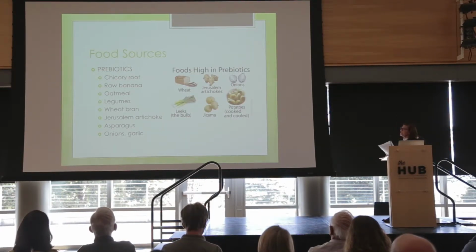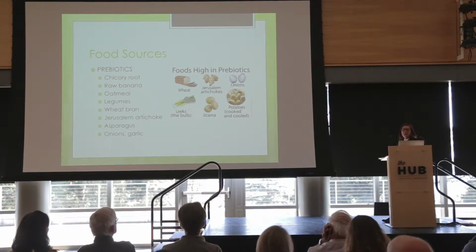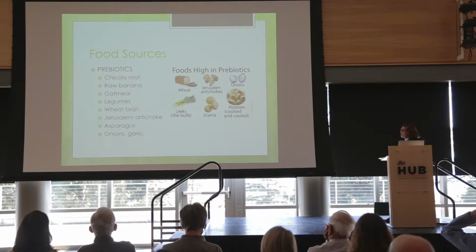So food sources of prebiotics are listed here. Just a few examples, but chicory root, I know not really a super common food, but raw banana, oatmeal, legumes, a lot of wheat bran and wheat products in general, asparagus, onions, garlic, pretty common foods that most of us probably eat on a daily basis.